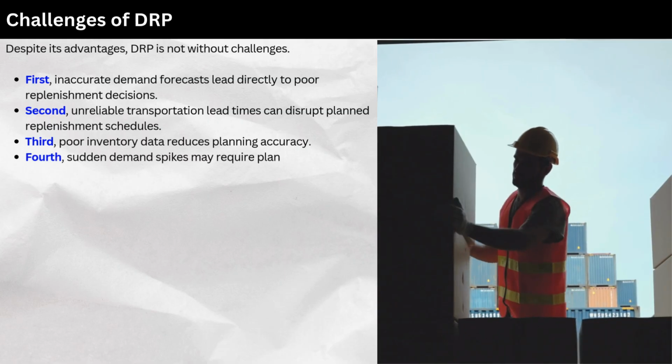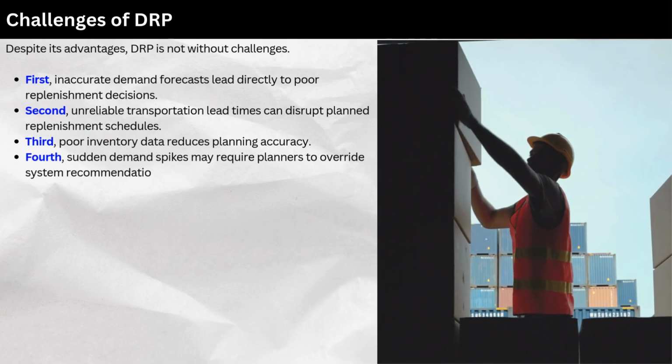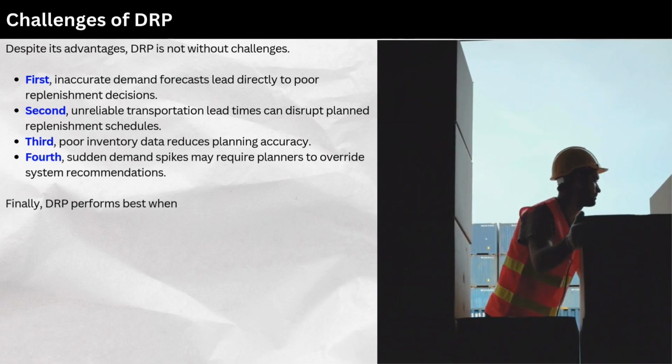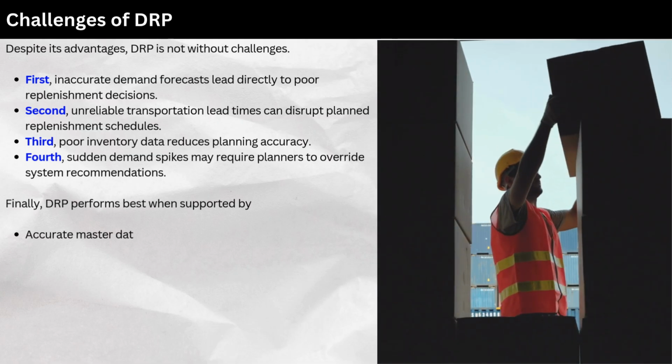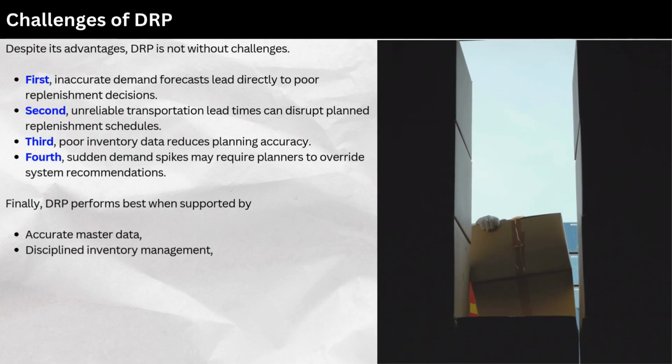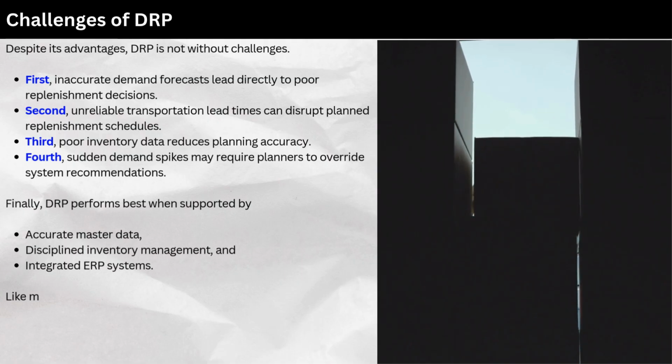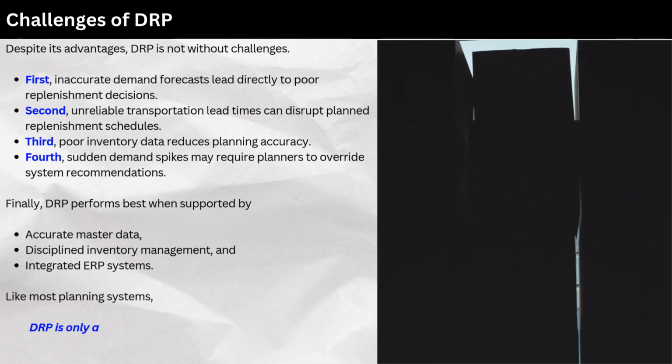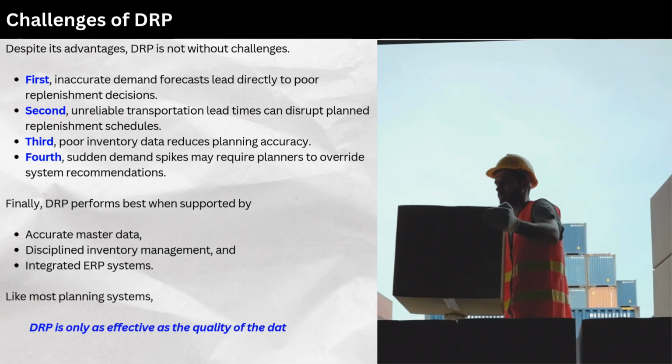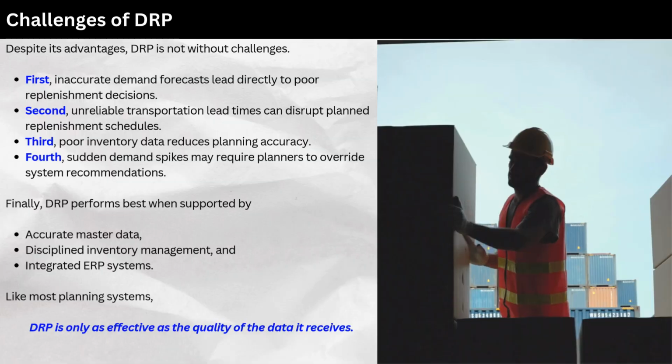Fourth, sudden demand spikes may require planners to override system recommendations. Finally, DRP performs best when supported by accurate master data, disciplined inventory management, and integrated ERP systems. Like most planning systems, DRP is only as effective as the quality of the data it receives.